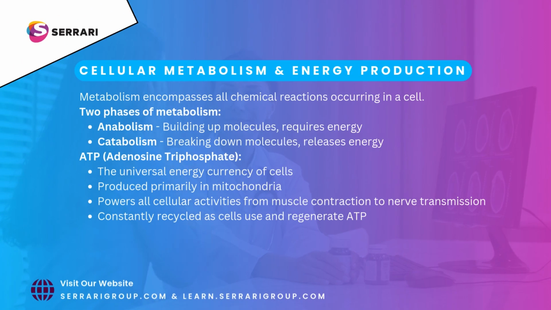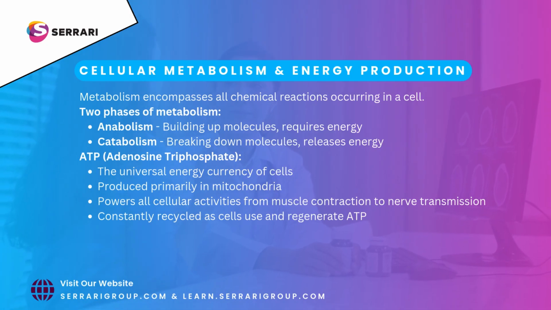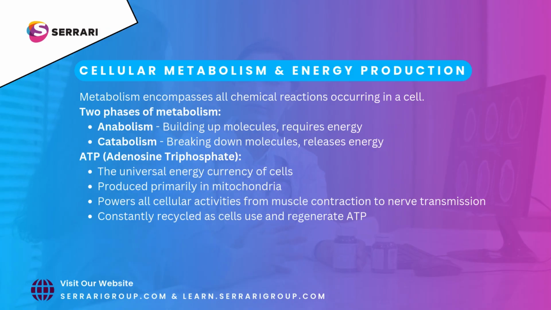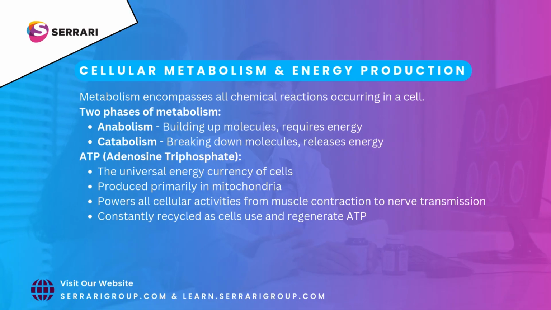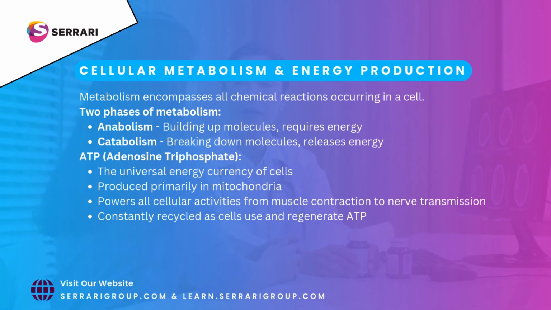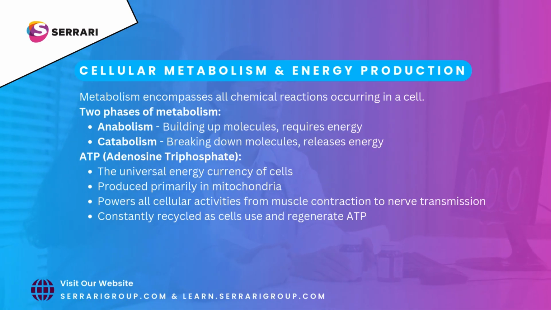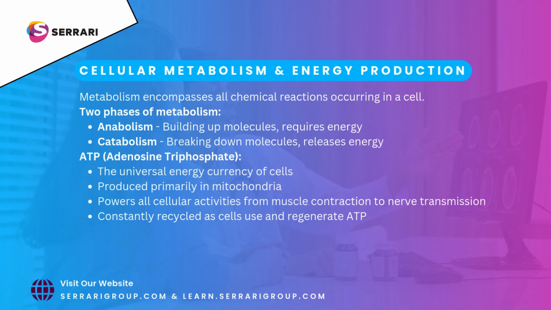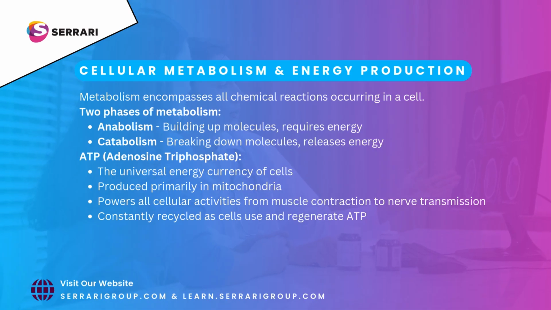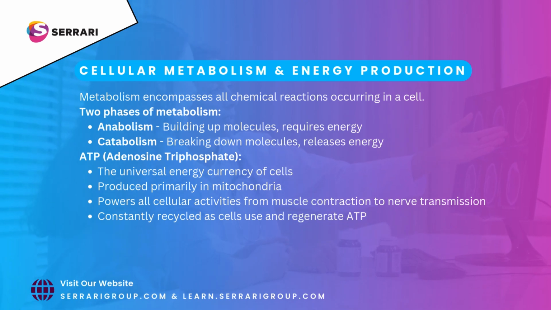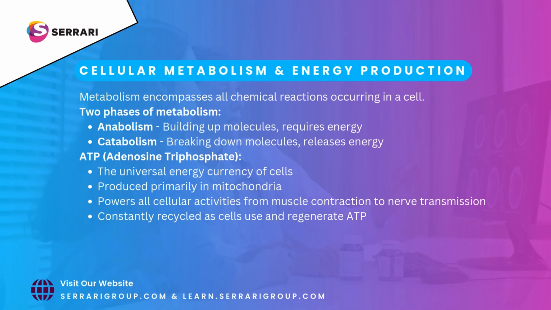Cellular metabolism and energy production. Metabolism encompasses all chemical reactions occurring in a cell. Two phases of metabolism. Anabolism, building up molecules, requires energy. Catabolism, breaking down molecules, releases energy. ATP, adenosine triphosphate. The universal energy currency of cells. Produced primarily in mitochondria. Powers all cellular activities from muscle contraction to nerve transmission. Constantly recycled as cells use and regenerate ATP.